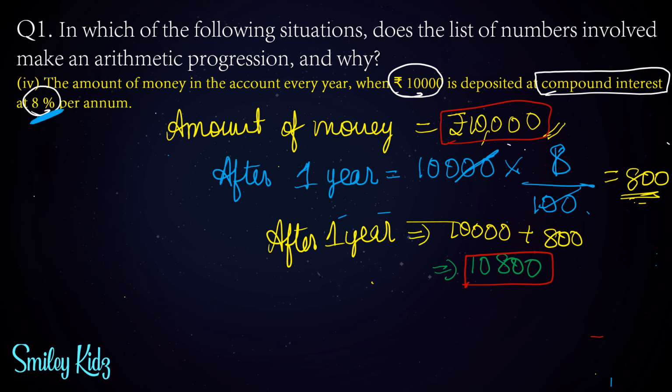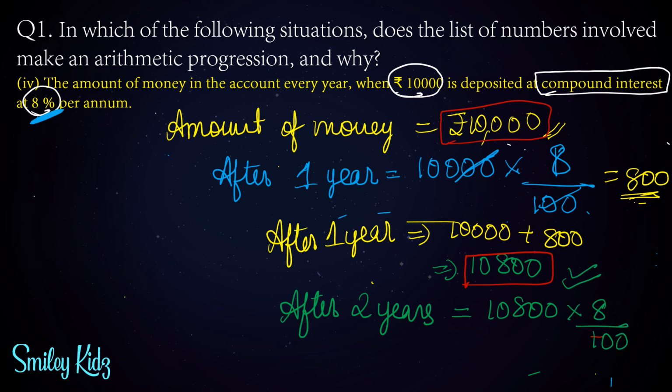Okay, then let's talk about after 2 years so that we can understand it more precisely. So after 2 years, it will be 10,800, the initial amount you have, multiplied by 8 upon 100. Why 8 upon 100? That's because here we have 8%, isn't it? Now these two zeros get cancelled. You'll be left with 108 into 8, which is 864.